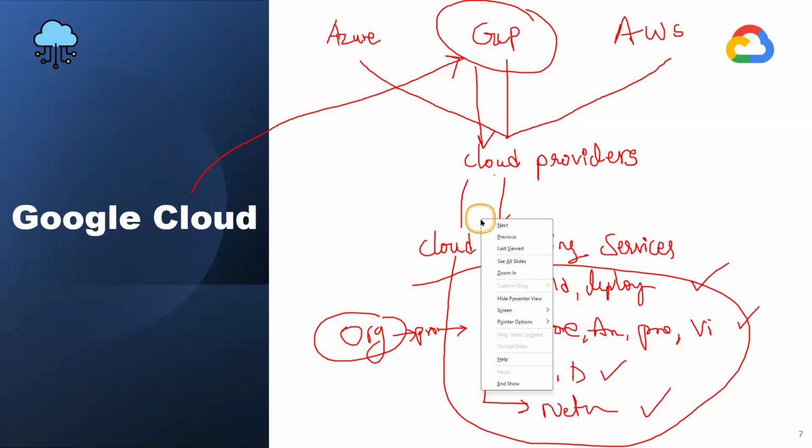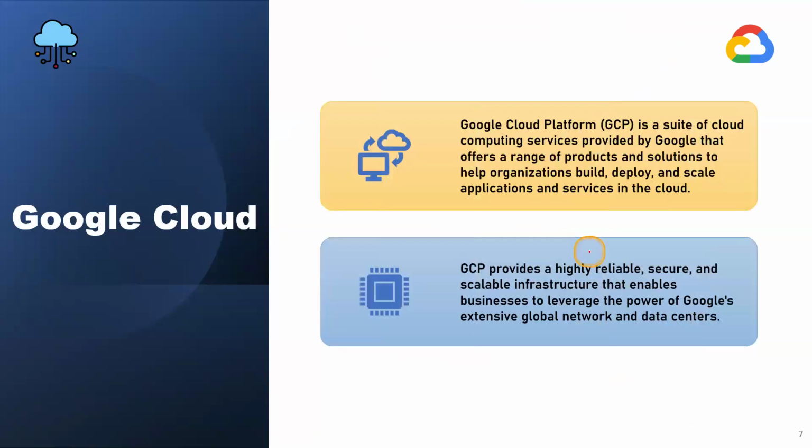If you want to look at the definition also, you can see it. Look here, guys. Google Cloud Platform is a suite of cloud computing services provided by Google that offers a range of products and solutions to help organizations build the application, deploy the application, and scale the applications and services in the cloud. The same thing is the definition.